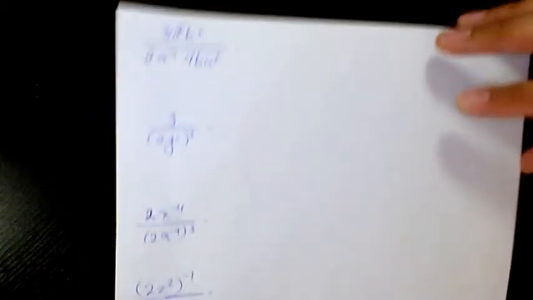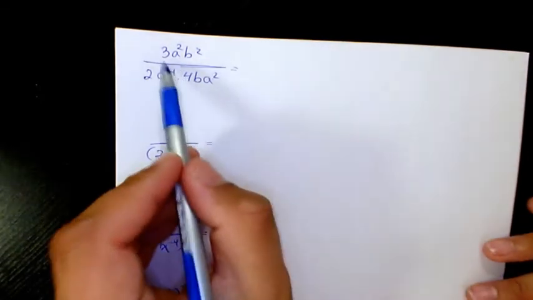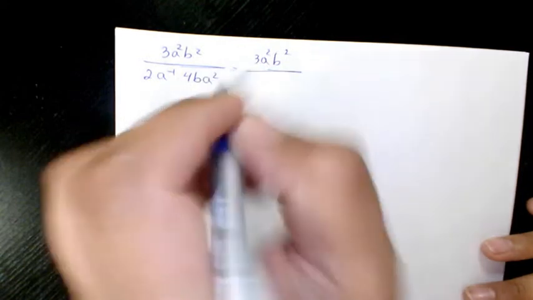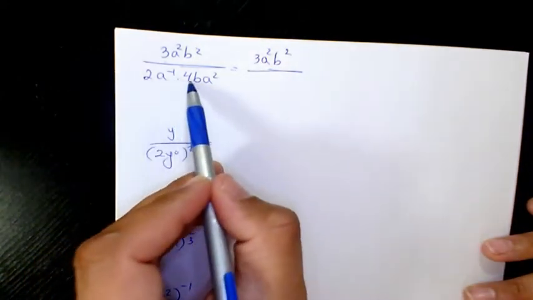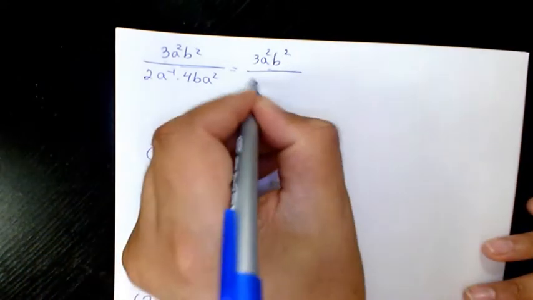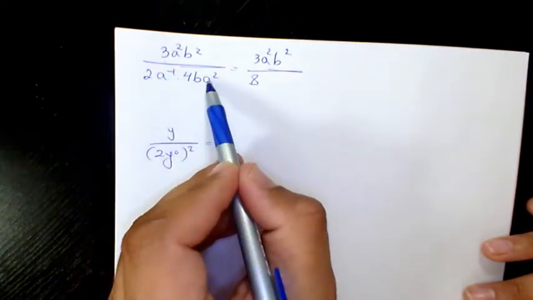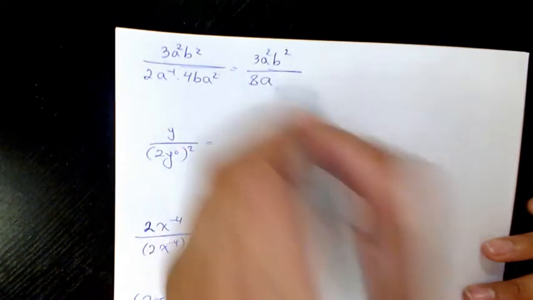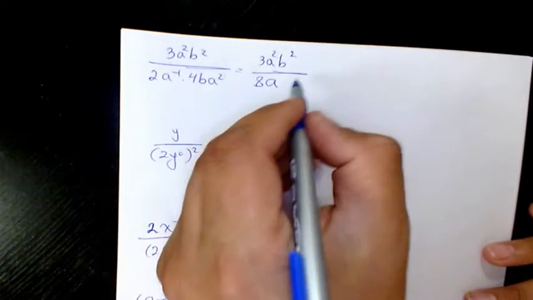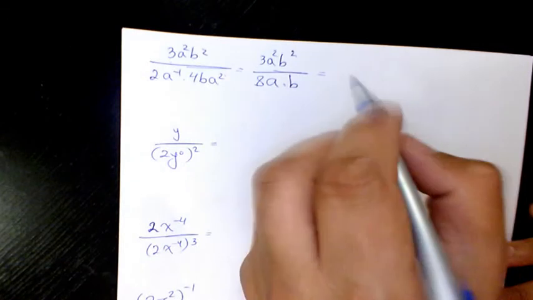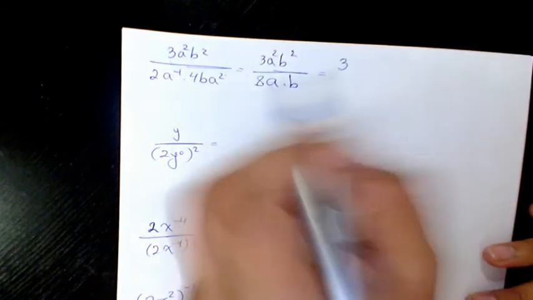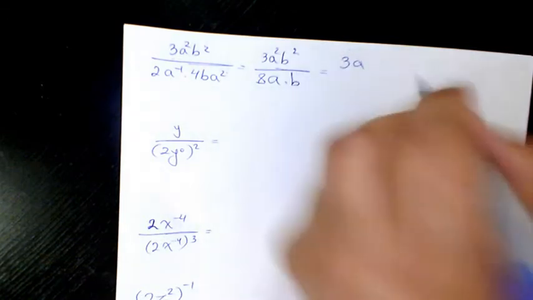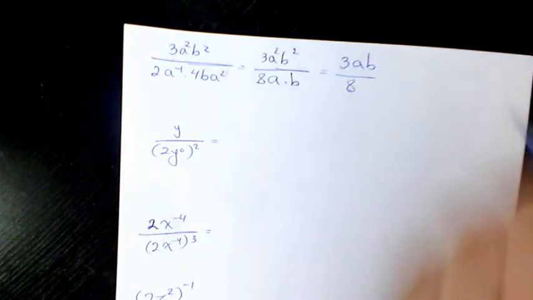Next example. 3a squared b squared. Just write it like that. Here we have 2, I need to multiply by 4. It's going to be 8. a to the power of negative 1 times a squared. So it's going to be 2 minus 1, which is just a to the power of 1, or just a, times b. So we're going to have 3 a to the power of 2 divided by a, which is going to be a. b squared divided by b is going to be b, divided by 8.